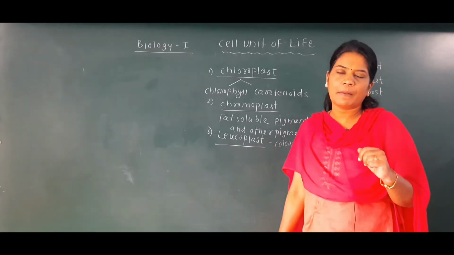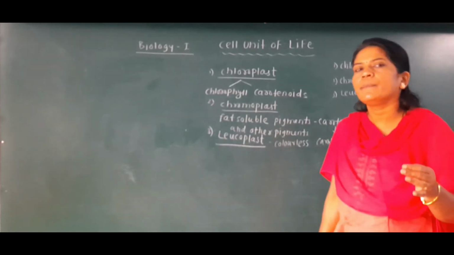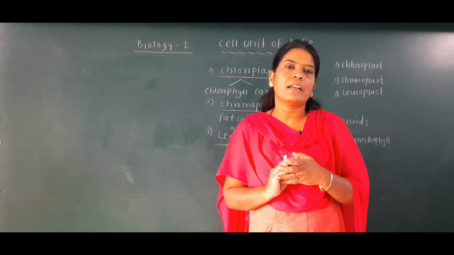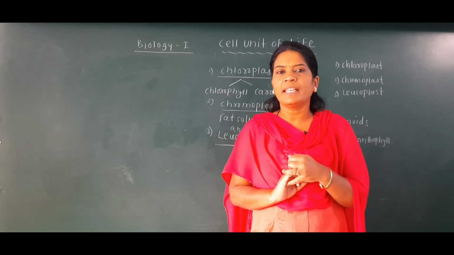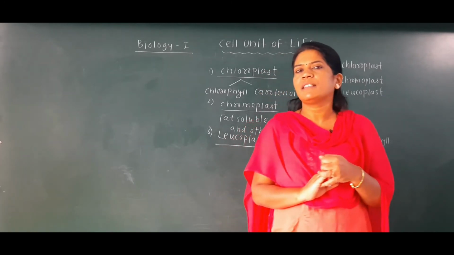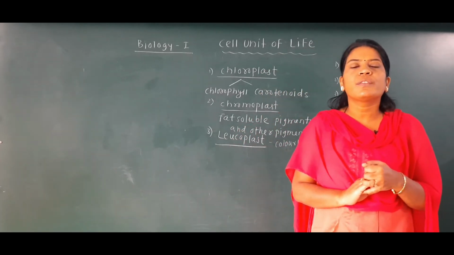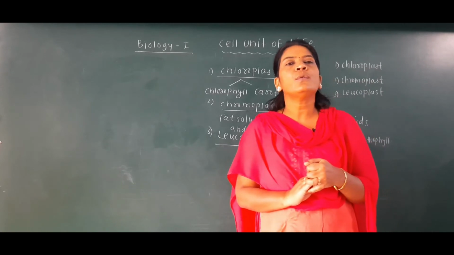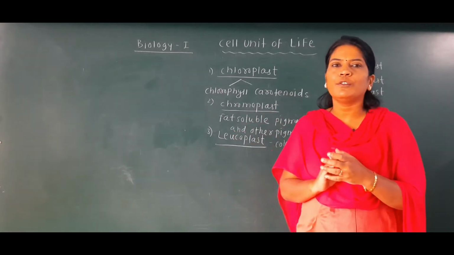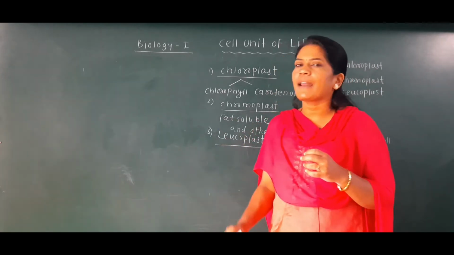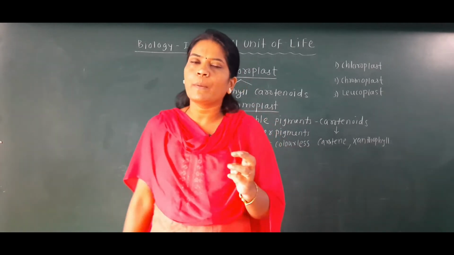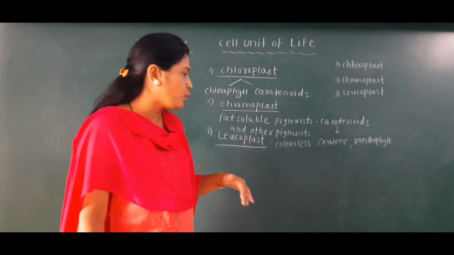It is a colorless plastid. It does not have any color; ultimately it is white in color. But this leucoplast stores nutrients in it. According to which type of nutrient gets stored inside this leucoplast, these leucoplasts are again of three types: the amyloplast, elaioplast, and the aleuroplast.